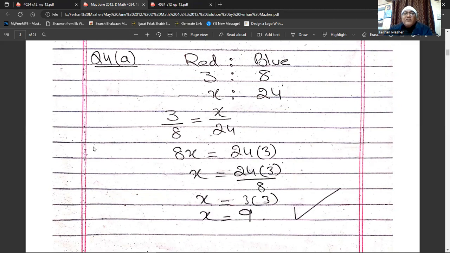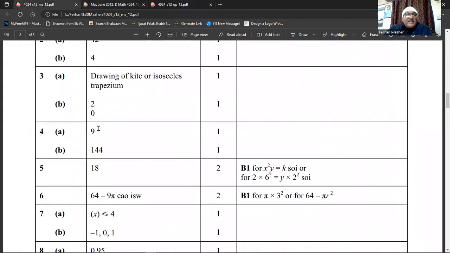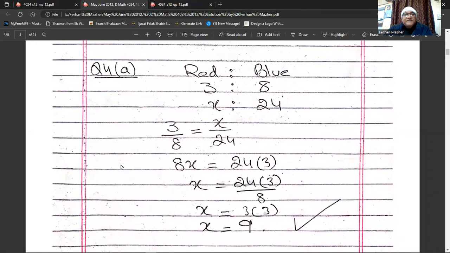So 3/8 will be equal to x by 24, and cross multiply. So 8x will be equal to 24 times 3. So x will be equal to 24 by 8, times 3. 3 threes are 9. So the red counters will be 9. 9 is the right answer.